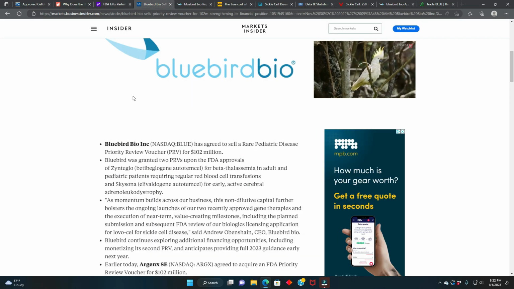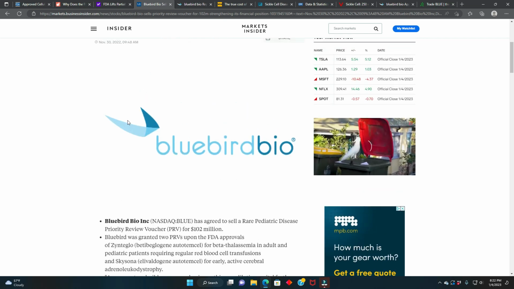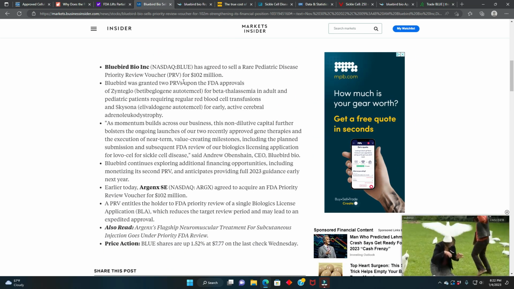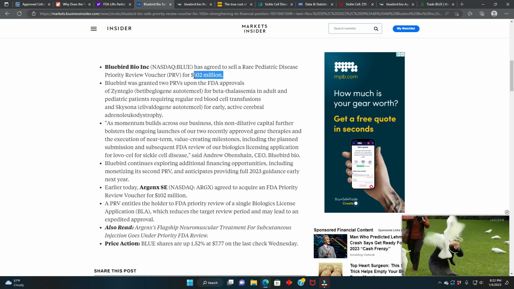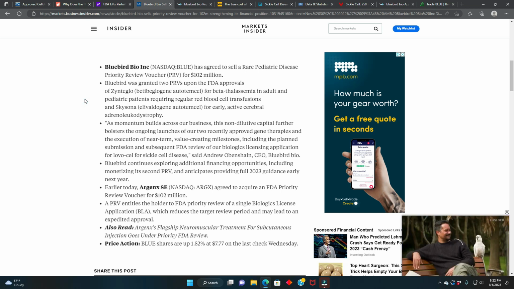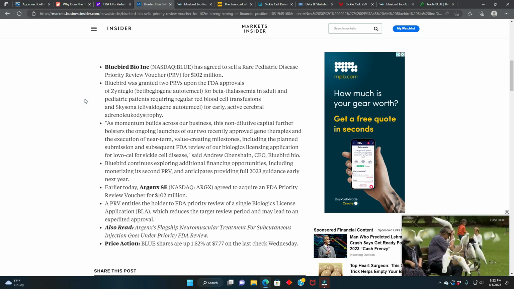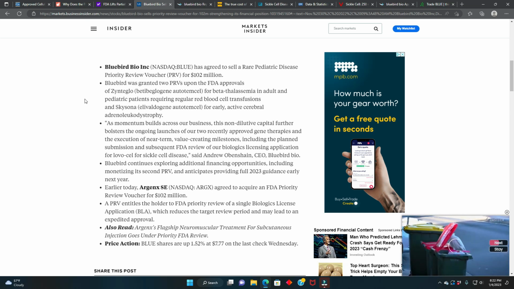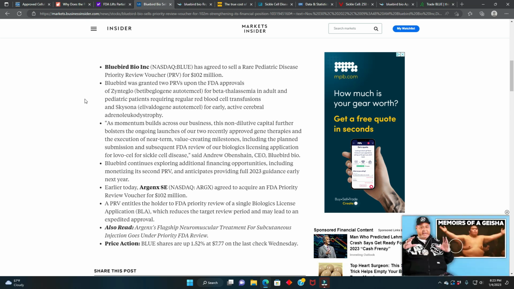So moving on, now we're here. This is the press release from when they sold their priority review voucher. Here you can see it. They sold it for $102 million. Now, they still have another one that they can sell for anywhere from $100 to $110 million. I know they were hoping to get $110 million for the first one. However, they walked away with $102 million.